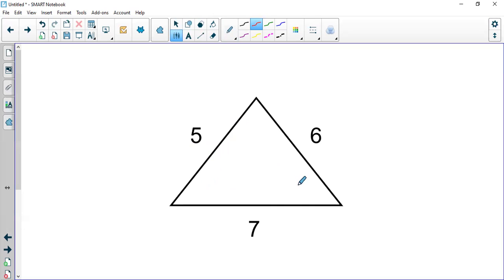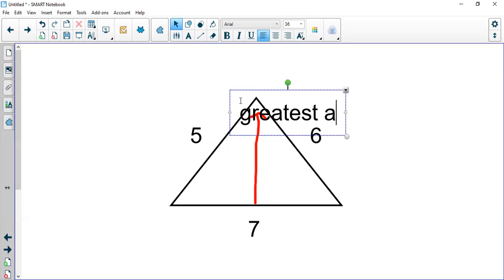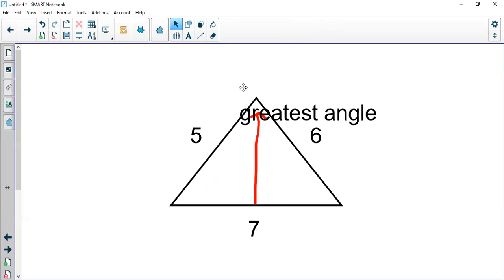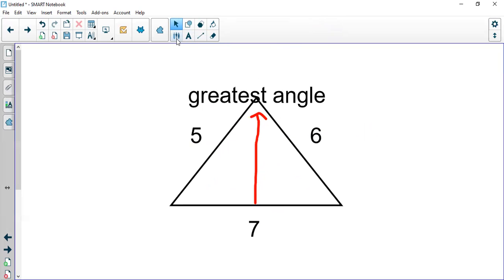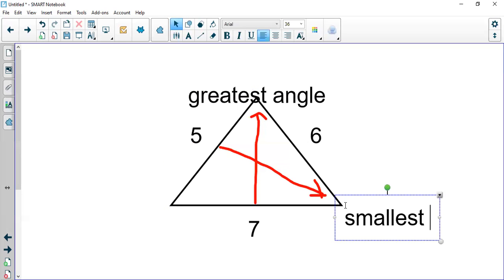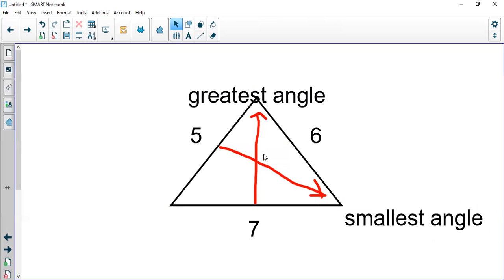We also want to remember that the angle across from the greatest side is going to be the largest angle. So this one would be the greatest angle. And the angle across from the smallest side, this 5, is our smallest side. This angle must be the smallest angle. So if you have a problem where the greatest angle was down here, and that was not across from the greatest side, the longest side, then that triangle can't possibly exist.